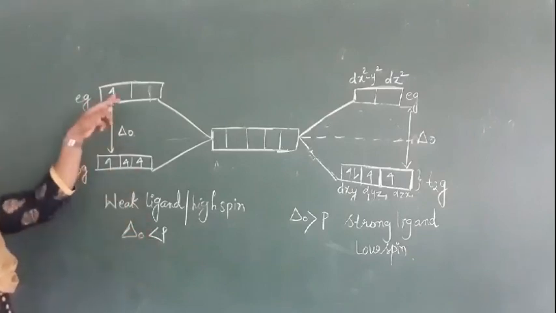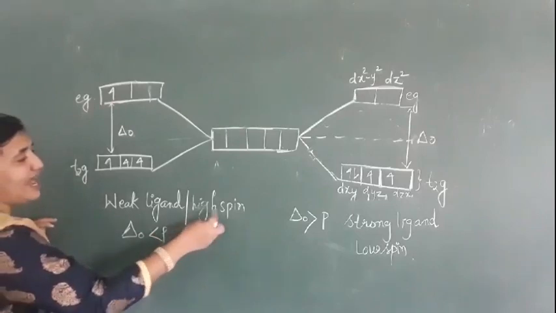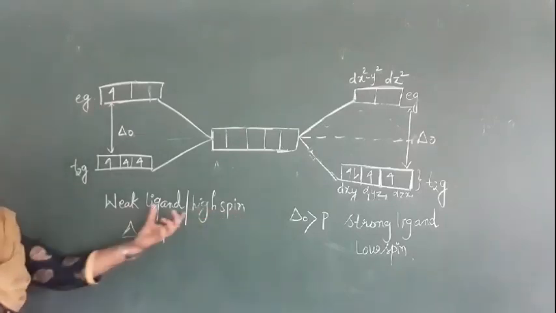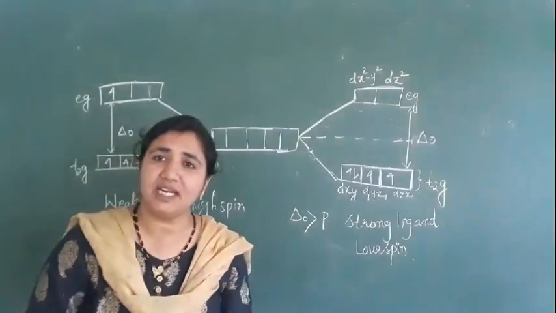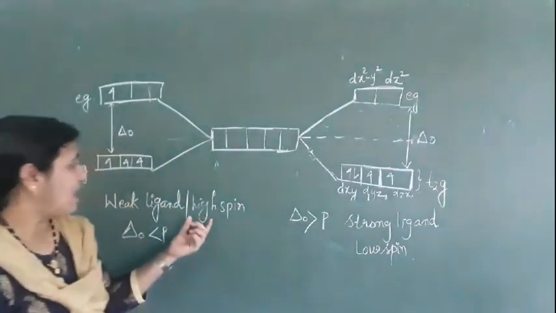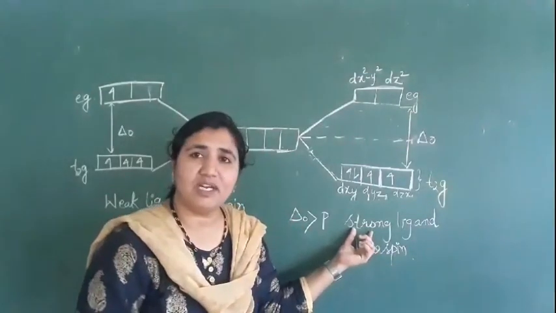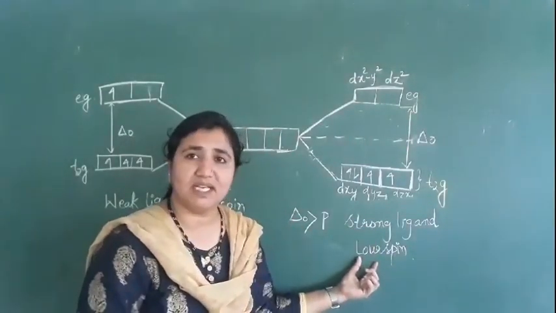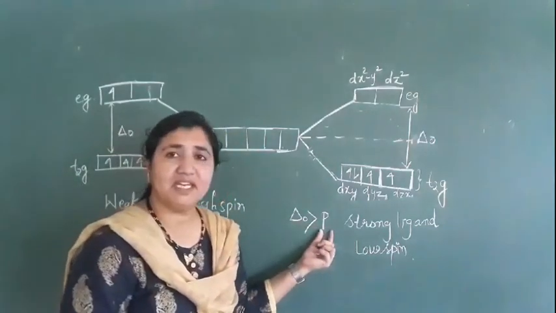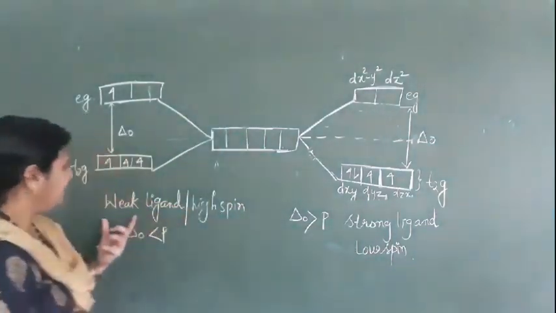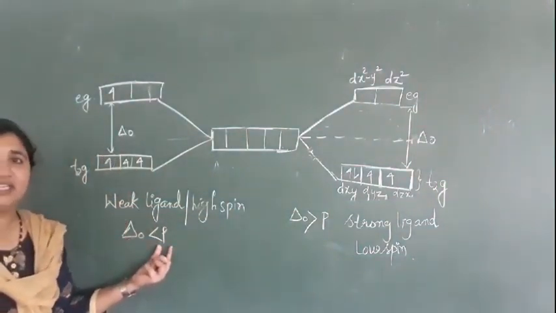So that's why the 4th electron will enter into the EG set here. This is called high spin complexes. So what is it called? High spin complexes. The compounds having weak ligands are high spin complexes, and the compounds having strong ligands are low spin complexes. So in strong field ligand, delta O is greater than the pairing energy, and in weak field ligand, delta O is less than the pairing energy.